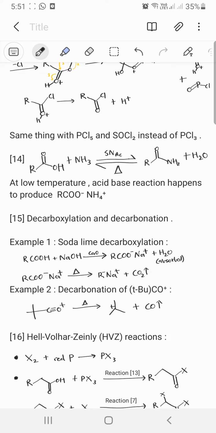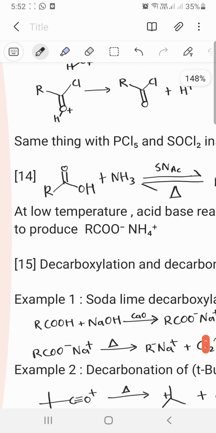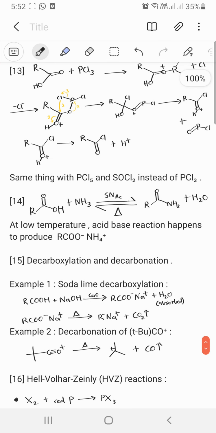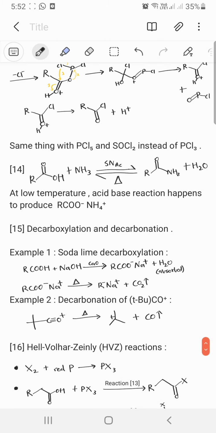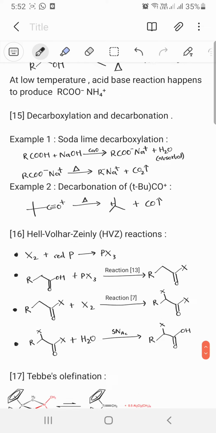Okay. This reaction is in fact reversible. Yes, as we can see, it's a reversible reaction, and it depends on which reactant you are taking in excess. If you are taking ammonia in excess, it will give us the right hand side product. If you are taking H2O in excess, it will give us the left hand side product. Whatever.